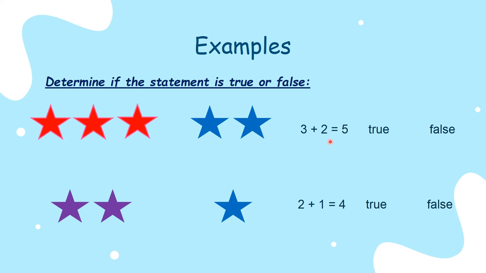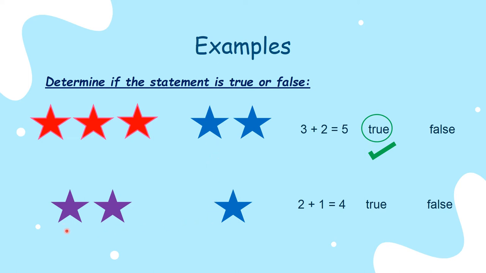They are saying that 3 plus 2 equals 5. So let's check together. How many red stars do I have here? 1, 2, 3. 3, okay. And how many blue? 1, 2. 2. So that means 3 plus 2 equals 5. Add them all together. 1, 2, 3, 4, 5. So the statement is true.